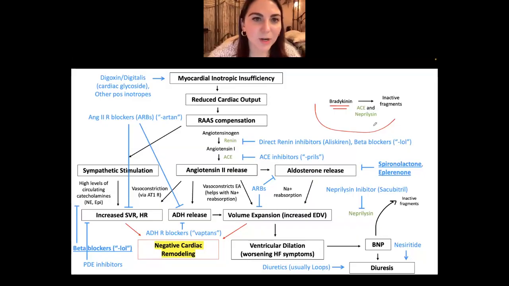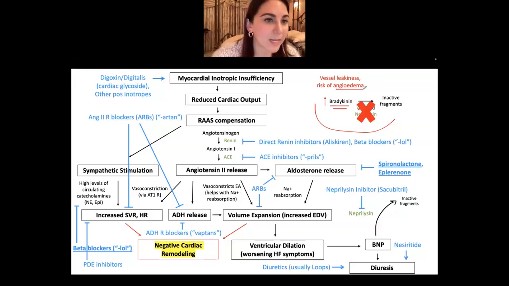ACE, angiotensin converting enzyme, as well as neprilysin, break down bradykinin into its inactive fragments. So even if you're on an ACE inhibitor, neprilysin can still break down bradykinin. Even if you're on your neprilysin inhibitor, you can still break down bradykinin with ACE. If you're on both and you block both of these, bradykinin builds up. And if bradykinin builds up, that's when you get your vessel leakiness and vasodilation. It's called angioedema.